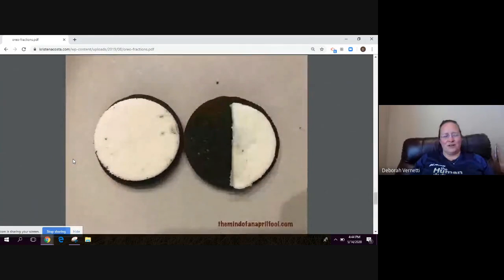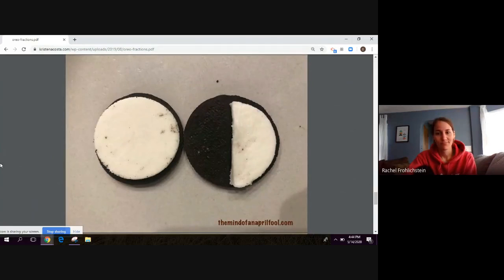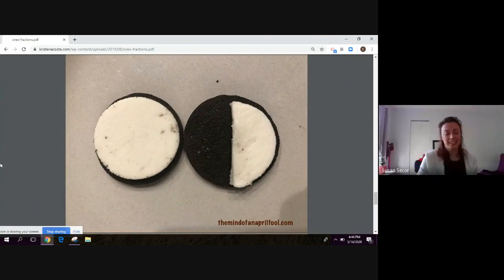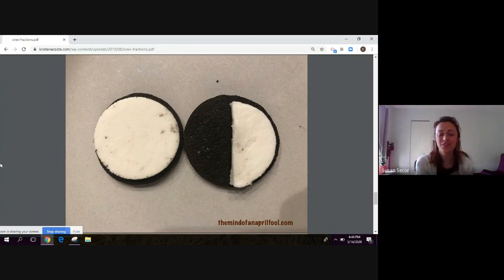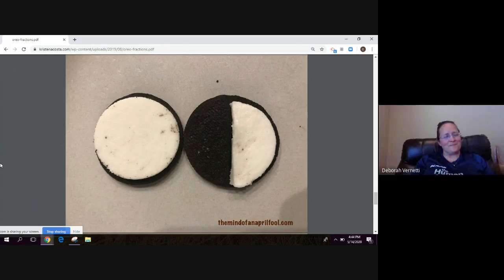How about this one? Looks like a mixed number to me, 1 and 1/2 Oreo frosting. Huh, what's a mixed number? A mix of whole numbers and fractions. So you said 1 whole cookie of frosting plus another half.